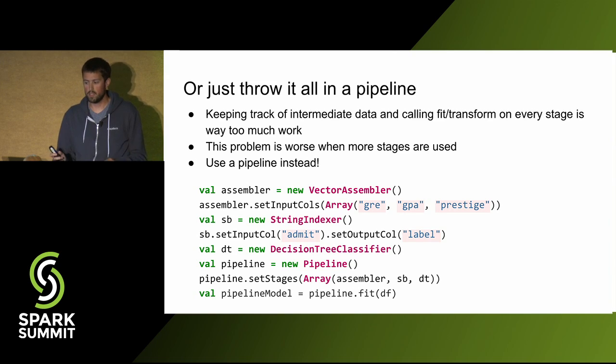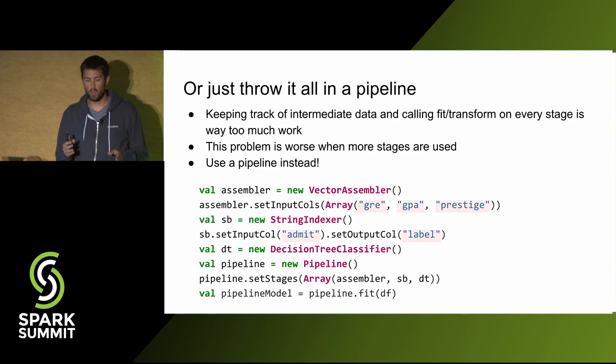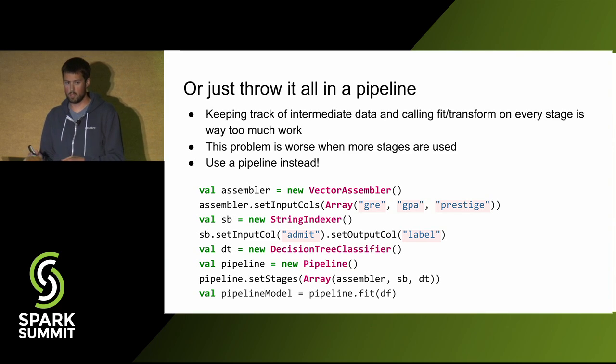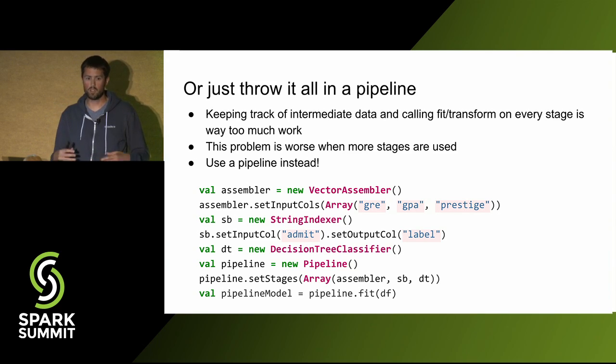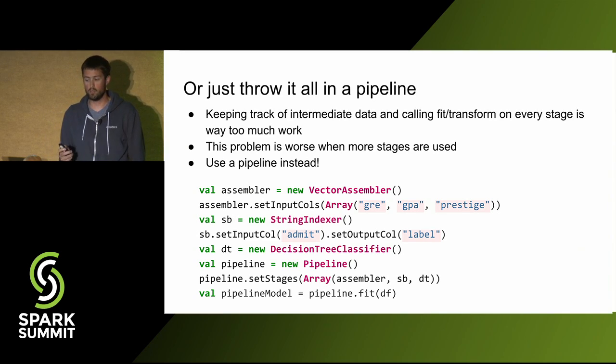So the problem is that we only had 3 of these stages, and it was already way too much work to keep track of all the different data frames being passed through, calling fit on all the estimators, then calling transform on all those transformers. This problem gets a lot worse if you use more than just 3, which is pretty common. So this is one of the main things Spark ML pipelines were made to address.